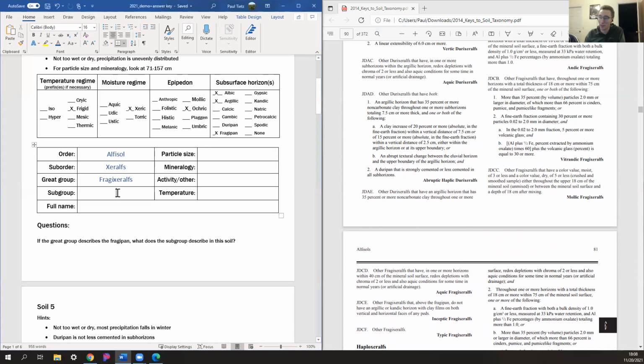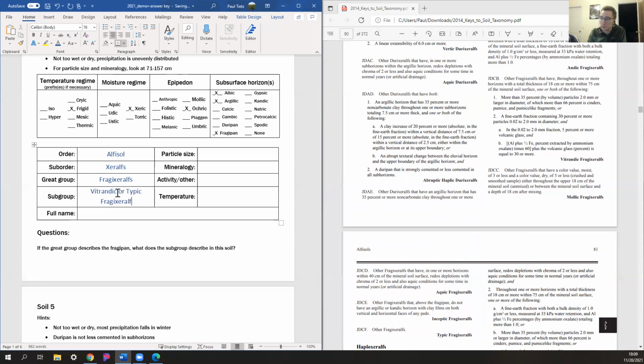I'm going to write down both of them. So when I'm taking a look at these after you turn them in, I'll know that I had 2 acceptable responses there. So it could be either Vitrandic or Typic Fragixeralf.